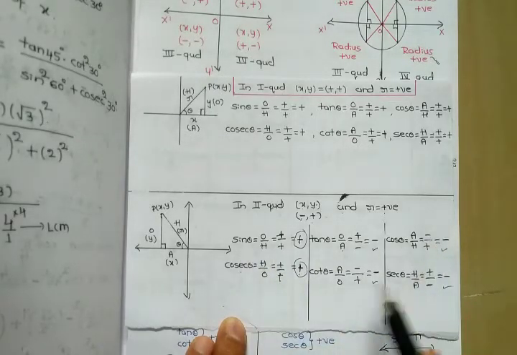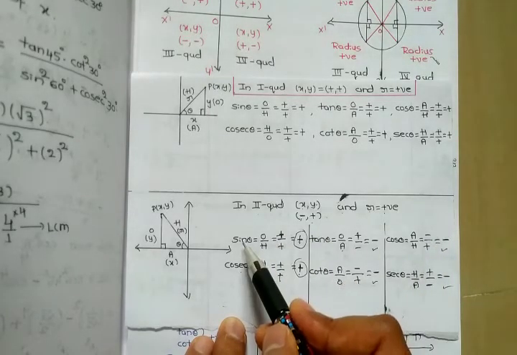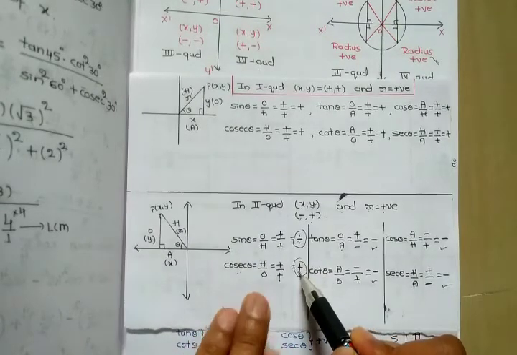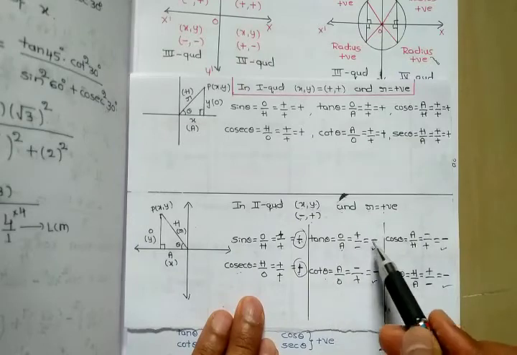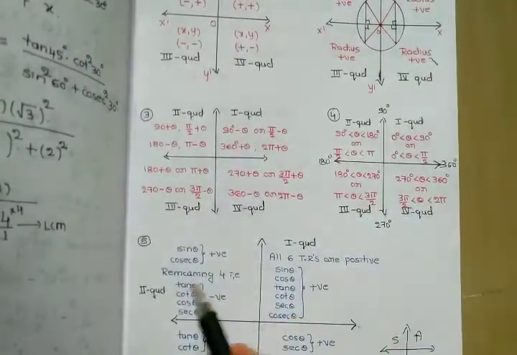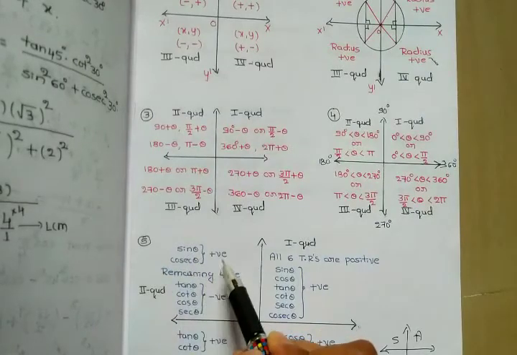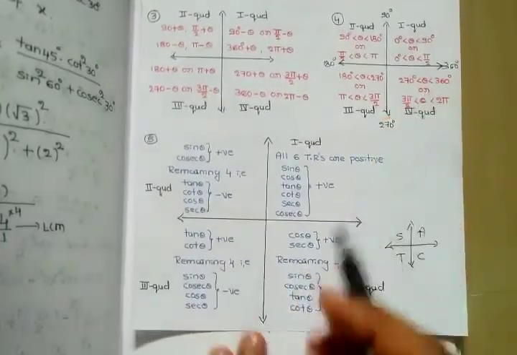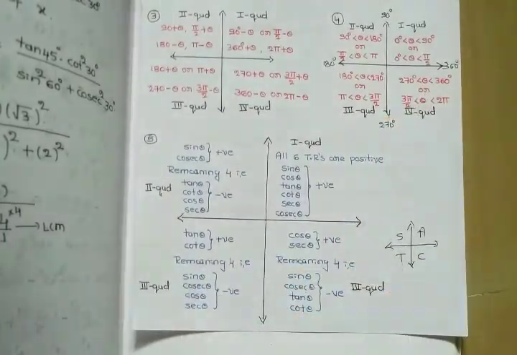So what you can remember here, in the second quadrant only sine and cosec I am getting positive sign, and the remaining four I am getting negative sign. So because of that reason, in the second quadrant the sine and cosec remain positive and the remaining four become negative. Similarly, same process in the third quadrant.